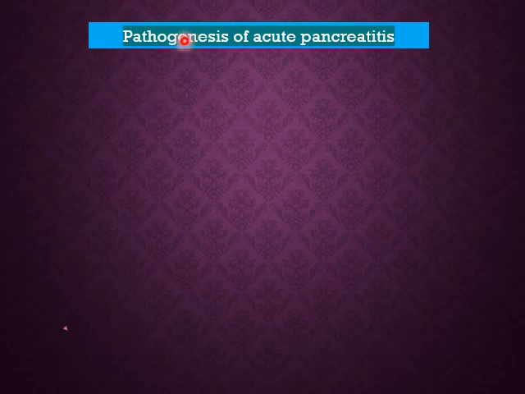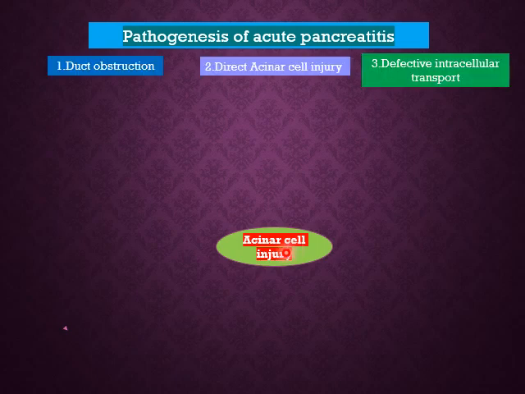Okay, this slide shows you the pathogenesis of acute pancreatitis. The main or underlying cause of acute pancreatitis is injury to the acinar cell of the pancreas. There are three main causes of this injury to the acinar cell. First, most common, is duct obstruction. Second, direct acinar cell injury. And third, defective intracellular transport within the acinar cell.